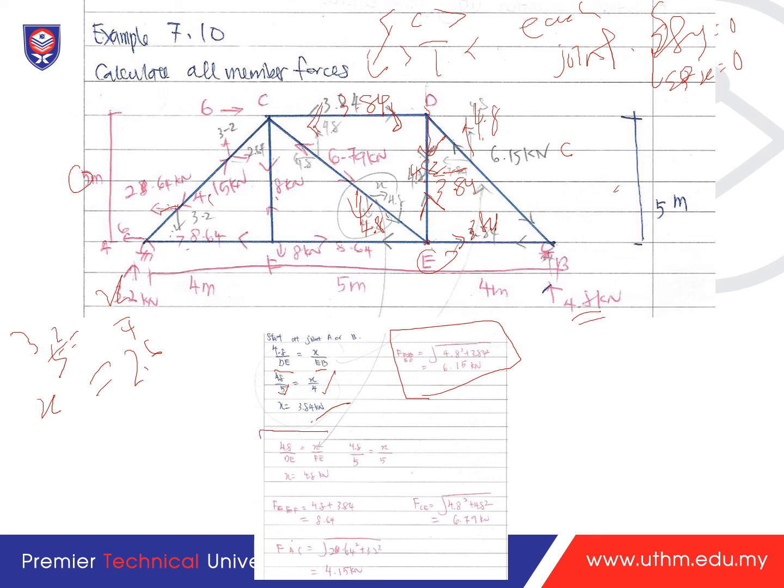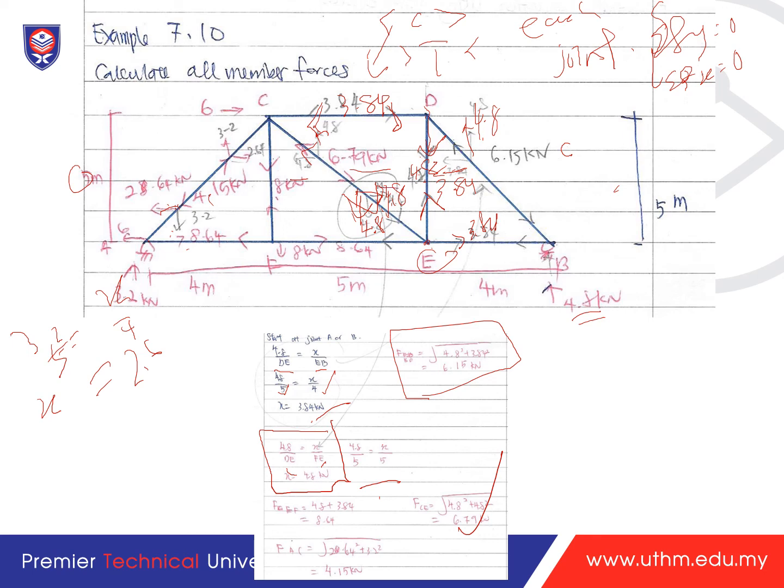4.8 over dE is x over Fe. Okay, 4.8 over dE is equal to x over Fe. Okay, so 4.8 over 5 is equal to x over 5. So x is also 4.8, so here is also 4.8. So when you use the calculation of this, you will get FCE is equal to 6.79 kilonewton. Also here is in compression, 6.79 kilonewton. Okay, so here is 4.8, so here is also 4.8 kilonewton. Okay, same, because this is in one member.